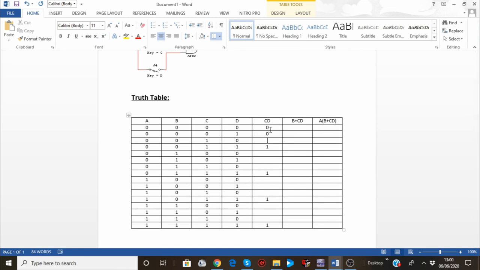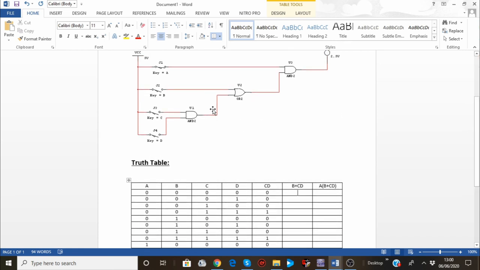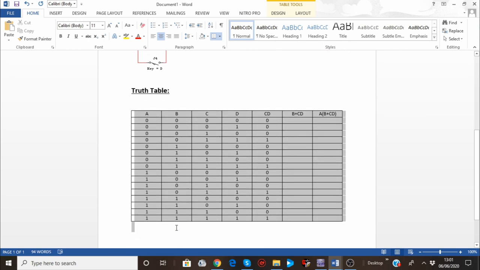So, 0, 0, 0, 0, 0, 0, 0, 0, 0, 0, 0, 0, 0. That's how you build it. And now the output between C and D, which is basically here at this point in the circuit, there is an OR gate between this and B. So now we need to consider this column and B.